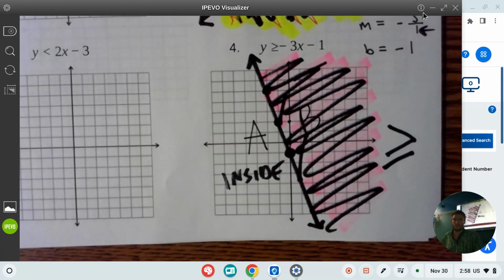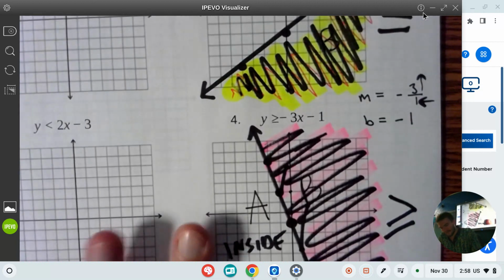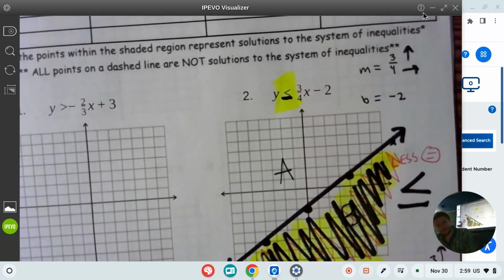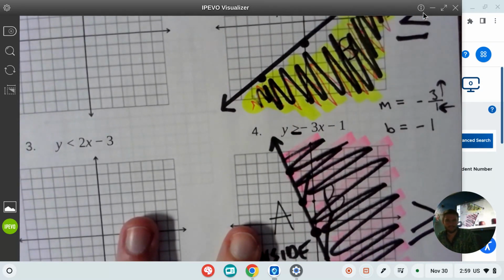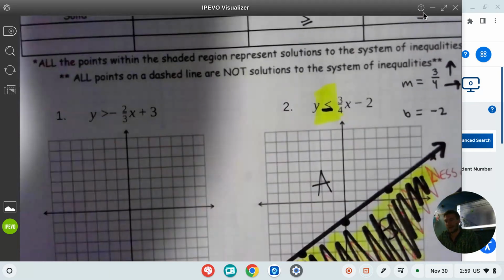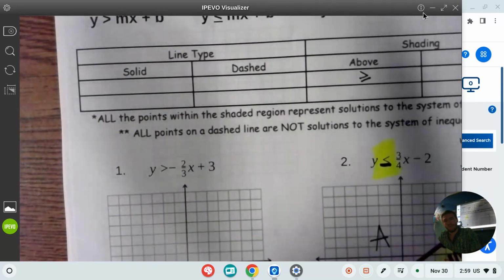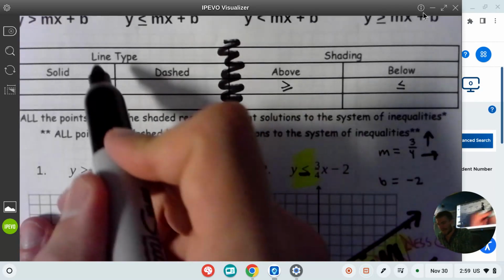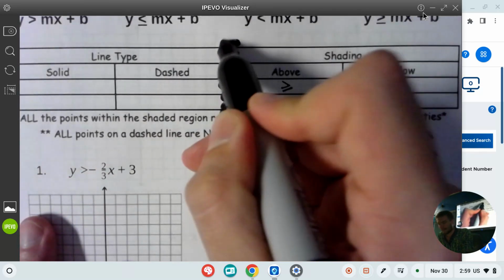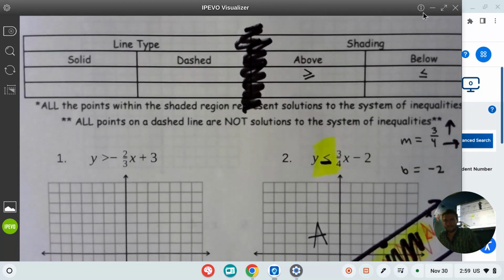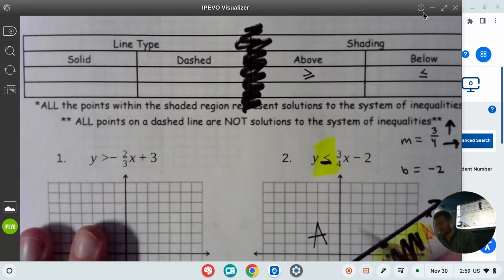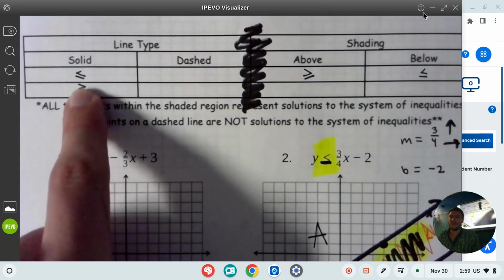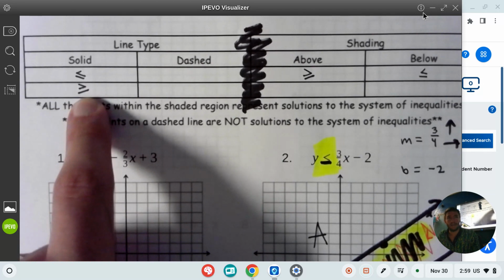Okay? Now we're back here. Do you notice how number 2 and number 4, they both have equal to's? Those are going to be the normal graphs. All right? Up here, I'm going to put a little bit of a divider in the middle of the paper, because we have the line type and the shading side. I'm going to keep these separate, just a little squiggle there. And if you have an equal to, that's going to make a solid line. So I'm going to put 2 symbols, a less than or equal to, and a greater than or equal to.